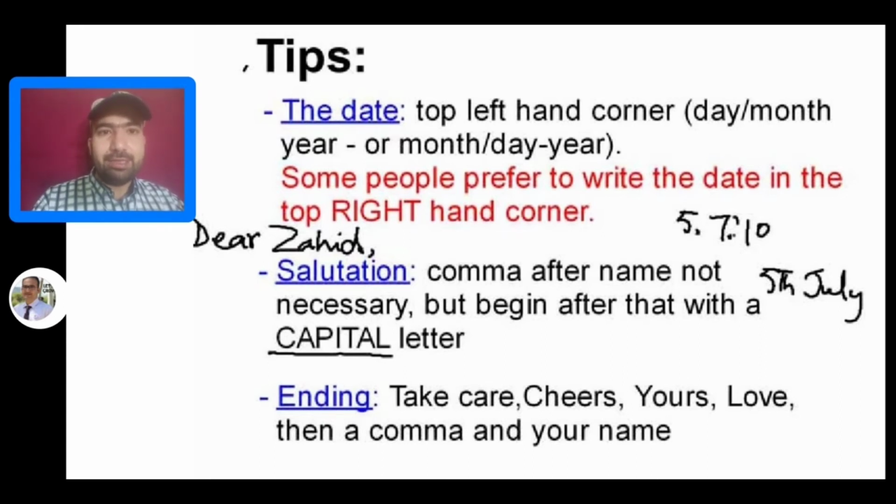Now salutation, like dear Zaid, dear friend, dear brother, dear sister. You can write like this. A comma after the name is not necessary, but begin after that with a capital letter. If there is a name, begin with a capital letter. It can be open punctuated or punctuated. All these formats of letters, depending on the requirement, can be punctuated or open punctuated. Ending means signing out from the letter in the end: take care, cheers, yours, love, then a comma and your name. This is what we call the complementary clause.